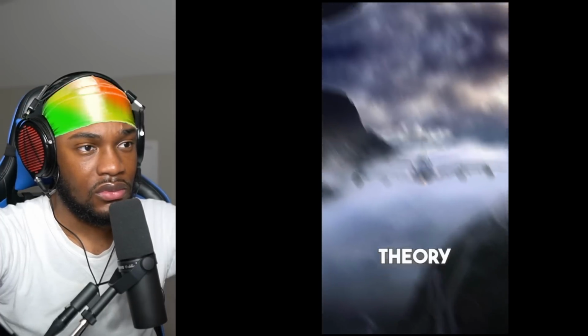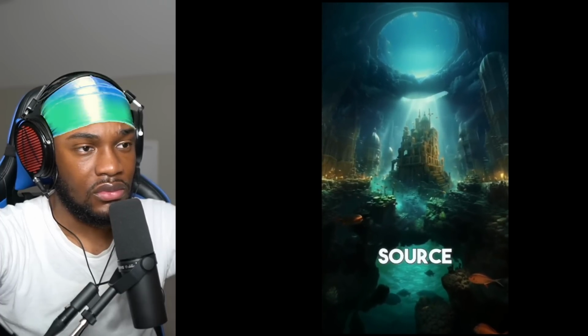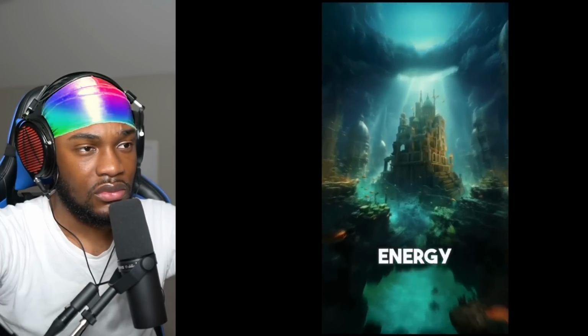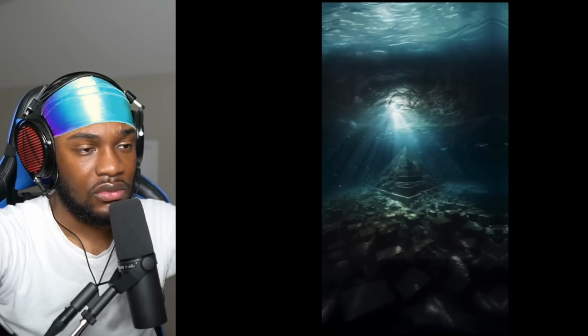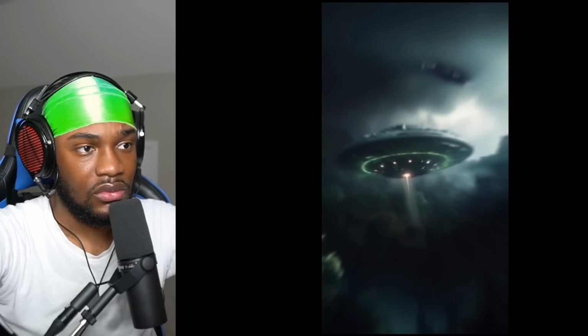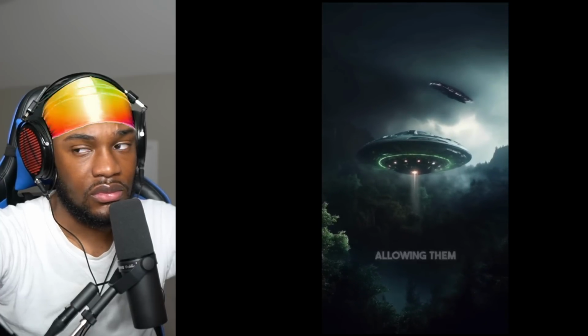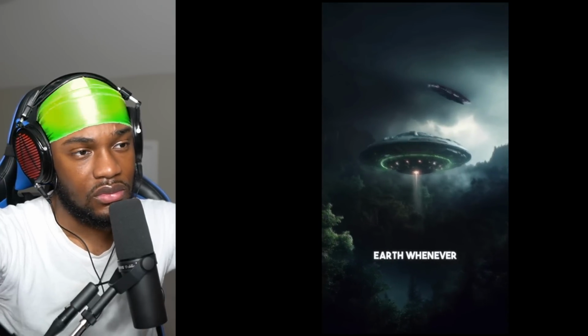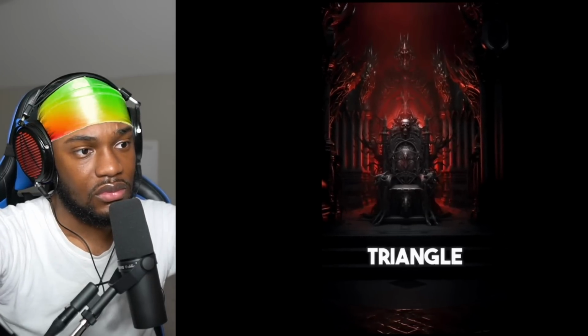The first theory is that the lost city of Atlantis is buried here, saying they were a source of energy, and this tremendous energy stored in the pyramids could supposedly swallow ships and airplanes. Among those who believe in aliens, they claim that the Bermuda Triangle is a special portal for aliens, allowing them to enter and exit the Earth whenever they want. Also claims that the throne of Satan is in the Bermuda Triangle.